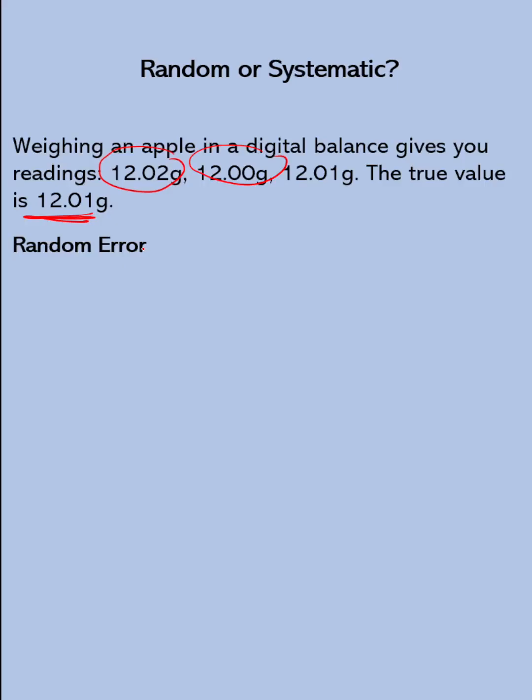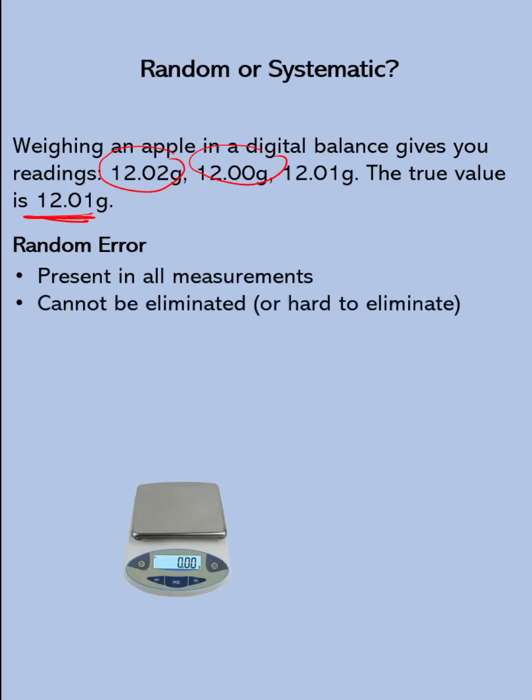Again, random errors are inconsistent and in random directions, sometimes above then sometimes below the actual value. It is present in all measurements. For example, here the measurements are 12.01, 12.00, then 12.02. This difference might be caused by environmental factors. For example, maybe there is some pressure from the air, maybe there is some dust, maybe there are vibrations on the table, maybe there is some overheating on the machine. So again, it's present in all measurements.